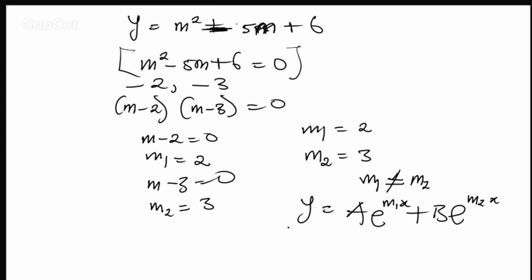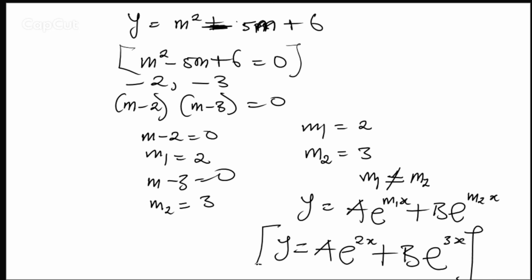So if you apply that, you simply have that y will now be equal to A exponential raised to the power of, what is your m1? Your m1 is 2, right? So you have 2x plus B exponential raised to the power of m2, which is 3. So you have 3x here. So this is your complementary function of your given equation. Since you've gotten your complementary function of your given equation, what do you do? You simply get the particular integral of your equation.